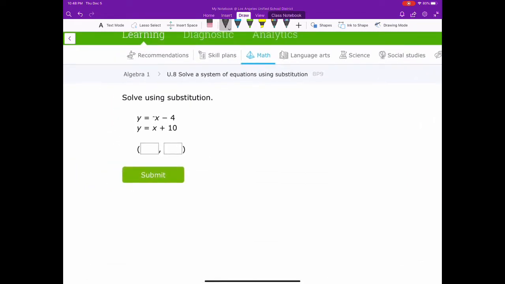Okay, in this version, you see that they're both y. In our example from the previous day, we set them equal to each other. y is equal to negative x minus 4. Well, if y equals negative x minus 4, then this y here is equal to negative x minus 4. And we're going to copy down the right side. That just goes right here.